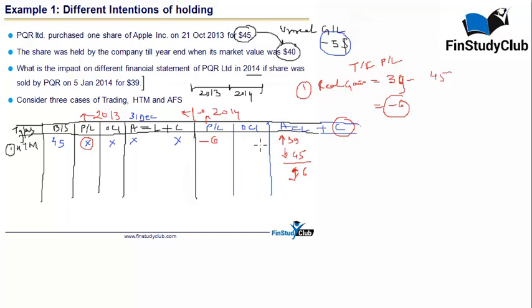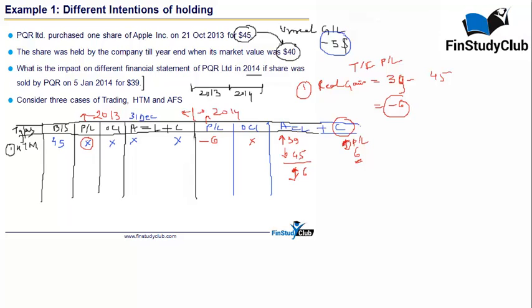Let's talk about the OCI. Now since it's an HTM security, OCI will not come into the picture. Net P&L changes by, it actually reduces by 6. So overall the equation gets tallied, and that's how your HTM security is valued.